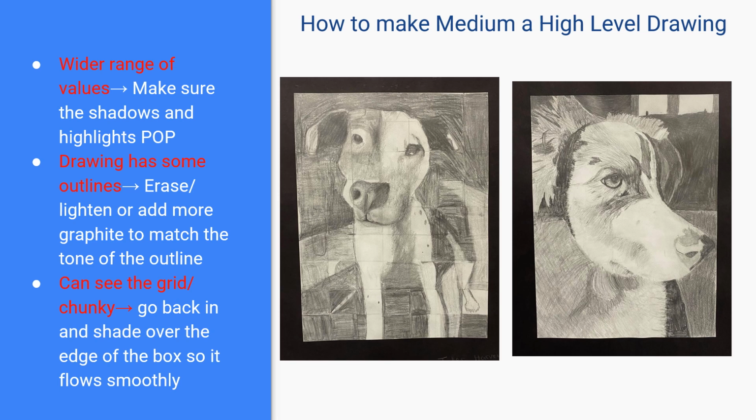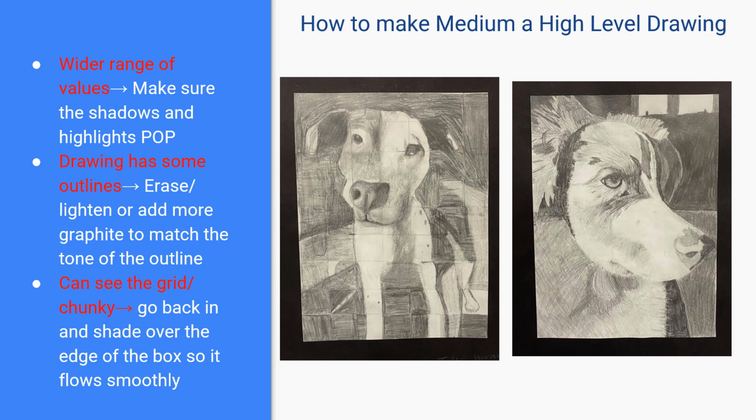Okay, so there's a few things you can do. We can add a wider range of values. So we could put in some more grays, some lighter grays to really make sure those areas pop. Again, you want to make the shadows pop and your highlights pop. Next, the drawing has some outlines. So we need to either do one of two things. We either need to erase the dark outline around the foot, for example, or we need to just match the tone. So what I probably would tell this student to do is instead of having that dark outline around that back foot in the lower right hand corner, put some value in the background and let those two different tones create that edge.